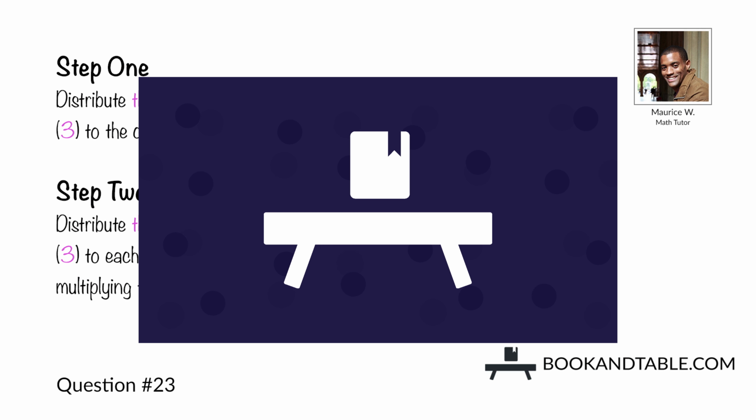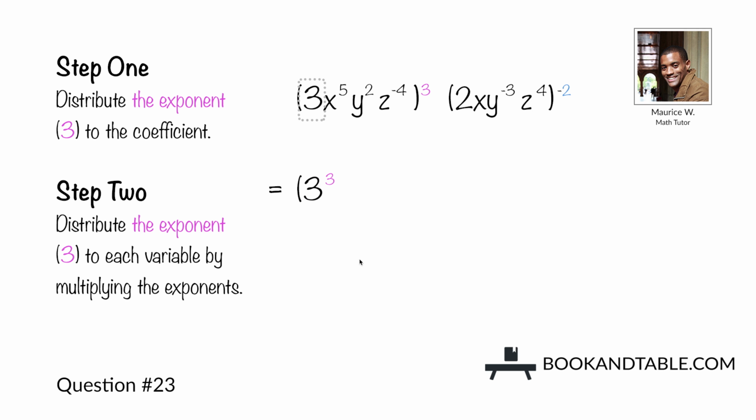Step 1, distribute the exponent 3 to the coefficient 3. 3 cubed will become 27. Step 2, distribute the exponent 3 to each variable by multiplying the exponents. For x, we have x to a power of 5 to a power of 3, which becomes x to the 5 times 3, which is 15.